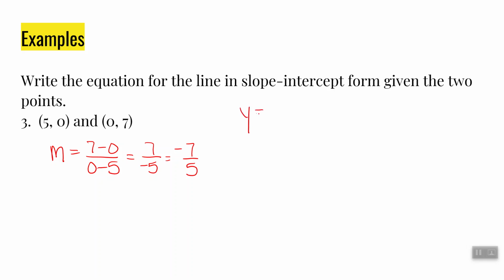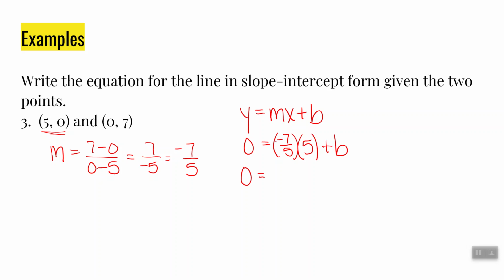So now we have y equals mx plus b. I also like to write the equation so that I can see what pieces I'm plugging in. I'm going to use this first ordered pair. So my y is 0. My slope was negative 7/5, and I'm going to multiply that by 5, which is the x coordinate of the first ordered pair. 0 equals negative 7/5 times 5. Again, those 5s are going to cancel. This worked out kind of nice, didn't it? Negative 7 plus b. Now we're going to add 7 to both sides. So 7 equals b.